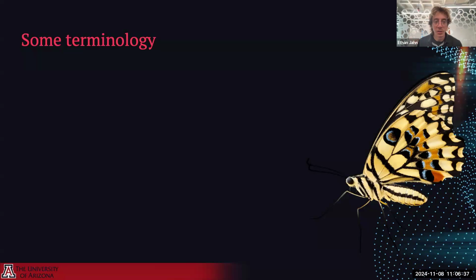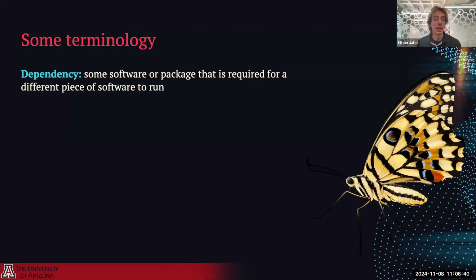Some more terminology here, just continuing along. Dependency is some software or package that is required for a different piece of software to run. If I want to use, say, matplotlib in Python, this piece of software has a number of different dependencies that I am required to install as well in order for it to run. Oftentimes package managers, as we'll talk about later, will handle this for you, but it's important to be aware of this terminology, and that when constructing a software environment that has multiple dependencies, that can be a source of errors.